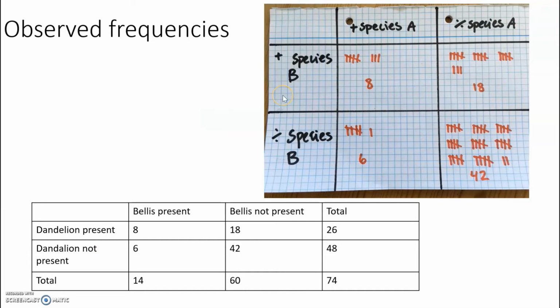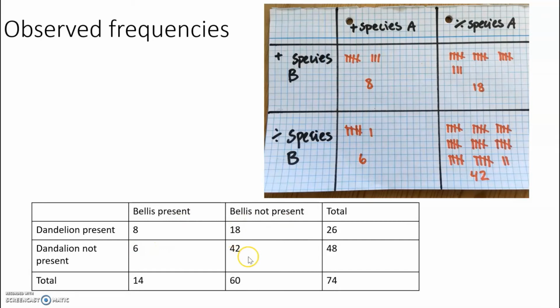So these are the results that I collected. In 8 of the quadrats that I tossed, I had both species A and species B. In 18, I had no individuals of species A, but I had species B present. In 6 of the quadrats, I had species A, but no species B. And in 42 of the quadrats, I had neither of the two species. So I set this up in the form of a table. So number 8, both present, and here bellis is not present, but dandelion present, and so forth.